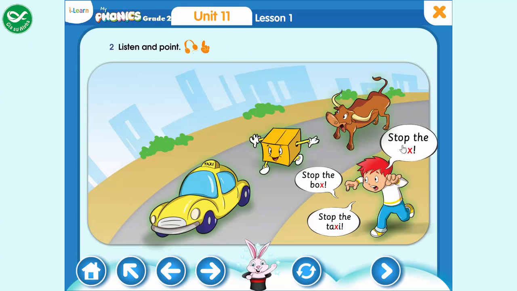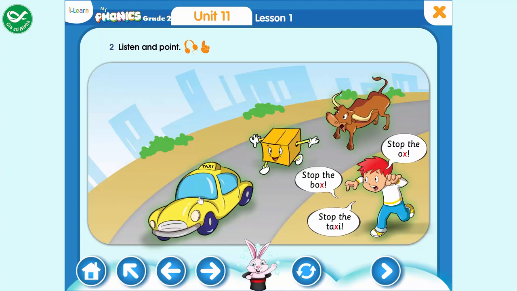Stop the ox. Stop the box. Stop the taxi. Stop the ox! Stop the box. Stop the taxi.